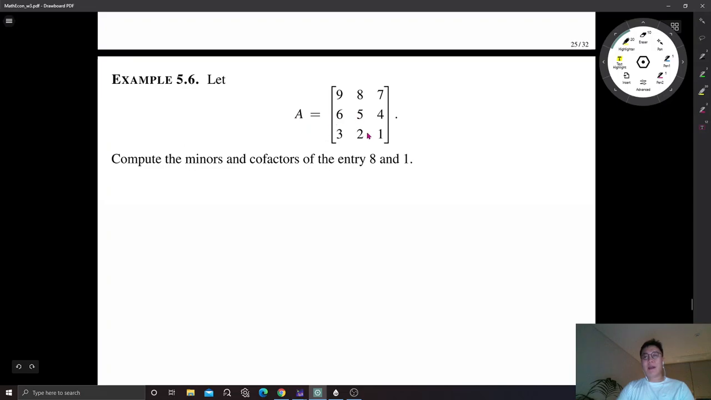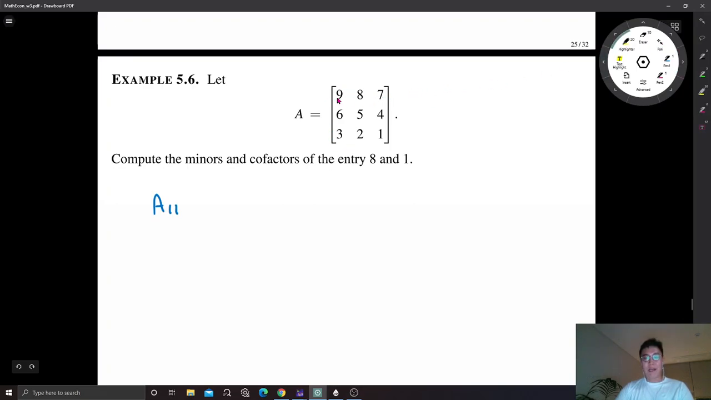Here, A is given by a 3 by 3 matrix. Then A sub 1,1 is the sub-matrix we obtain after eliminating the first row and the first column.